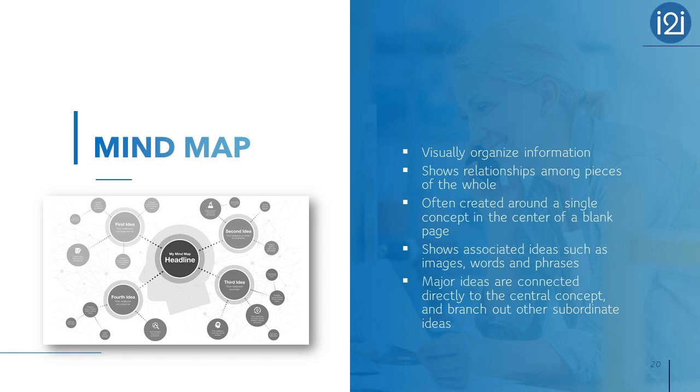This shows associated ideas with images, words, and phrases. Major ideas are connected directly to the central concept, and you branch out from other subordinate ideas. This exercise helps to organize your thoughts and group related issues. The tool can be used much like brainstorming, except that it provides some structure to the free flow of ideas.